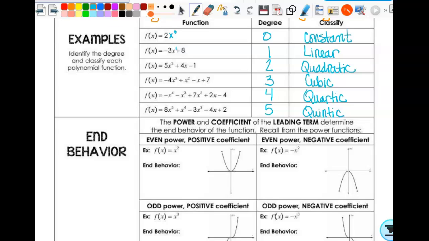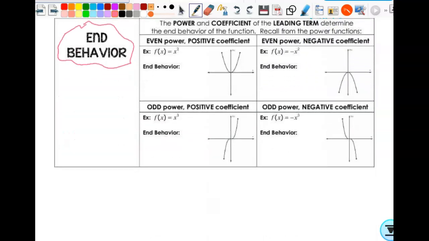Okay, so end behavior. Do you think end behavior is important? Yes, we've talked about it a lot. Second time today, right? So very important for us. The power and coefficient of the leading term, which is the highest one, not always the first one, determine the end behavior of the function. So we're going to look at this just a little bit differently.